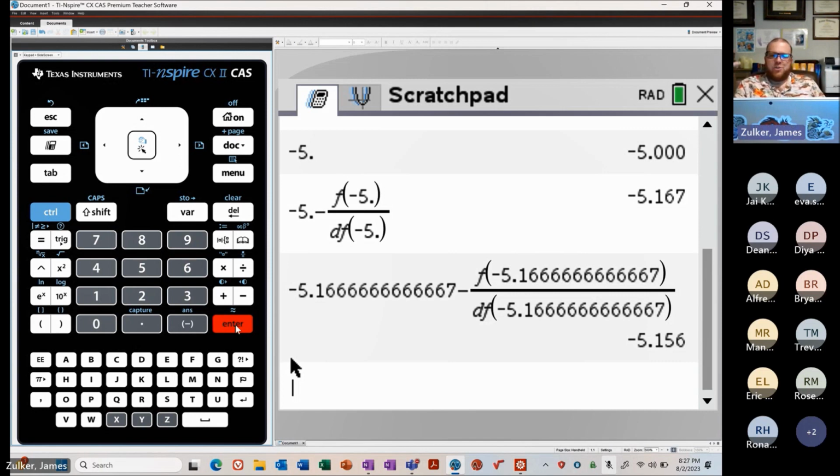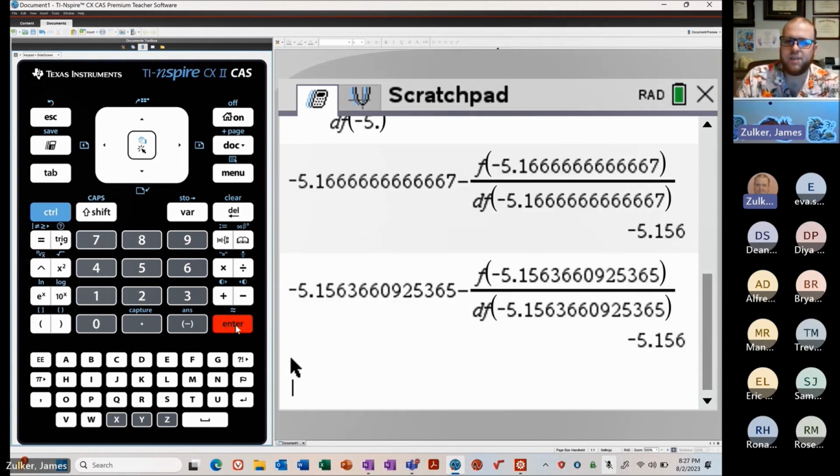Now, look at x1 and x2. Do they agree to 3 decimal places? No, right? So we need to go again. So I just enter again. There's x3. Do they agree to 3 decimal places? They do, right? They're identical. So there's my first root.